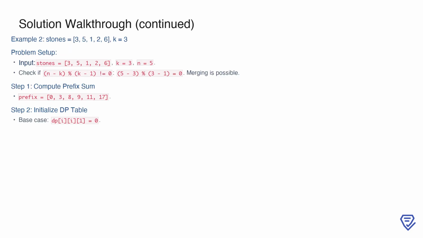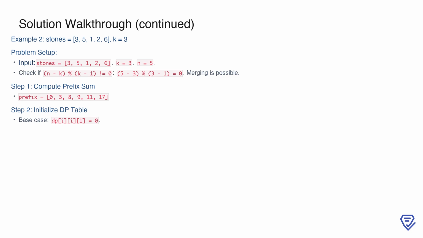In this second example, we're given the stones array 3, 5, 1, 2, 6 and k equals 3. Here, n equals 5, and we check the condition (n-1) % (k-1). Since (5-1) % (3-1) equals 0, merging is again possible. We compute the prefix sum to speed up range sum calculations. Starting with prefix[0] equals 0 and adding the cumulative sums from the stones array, we derive prefix equals 0, 3, 8, 9, 11, 17.